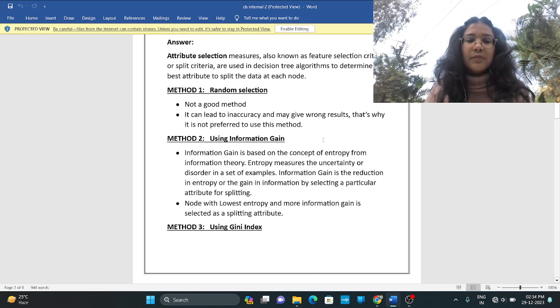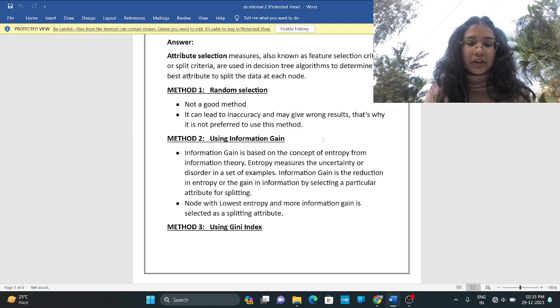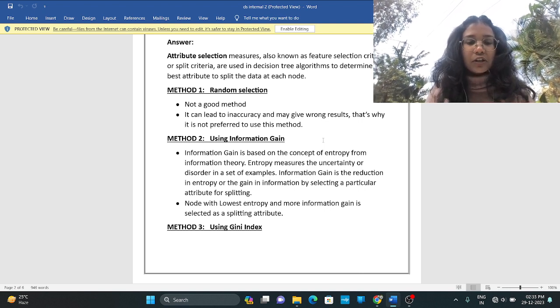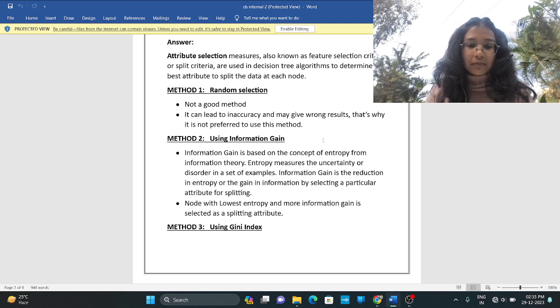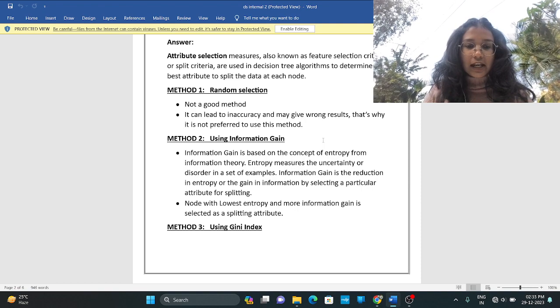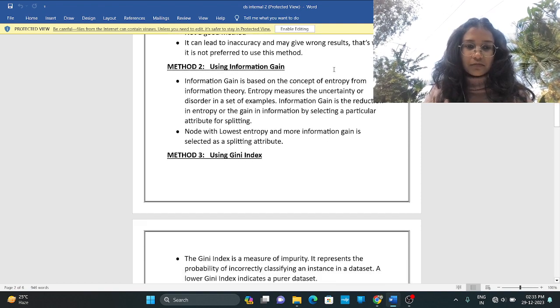Method 2. Using information gain. Information gain is based on the concept of entropy from information theory. Entropy measures the uncertainty or disorder in the set of examples. Information gain is the reduction in entropy or the gain in information by selecting a particular attribute for splitting. Node with lowest entropy and more information gain is selected as a splitting attribute.